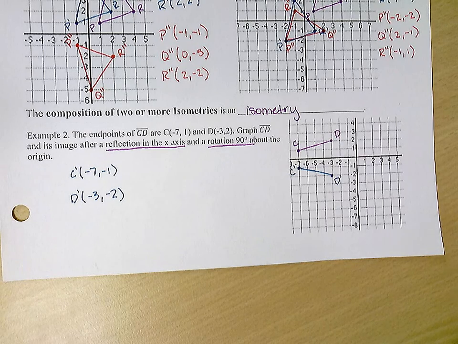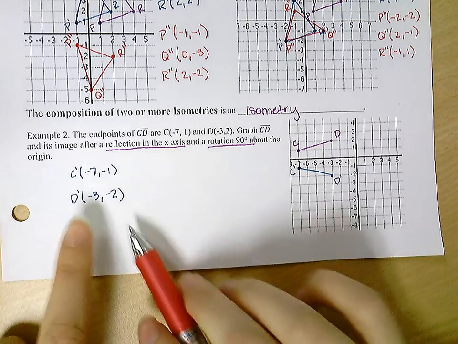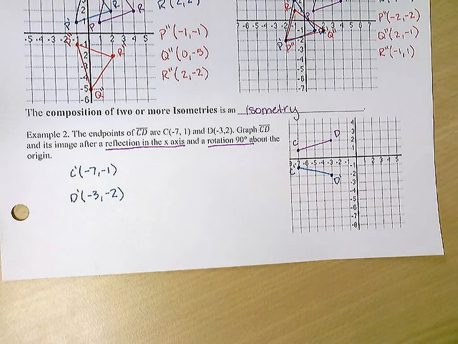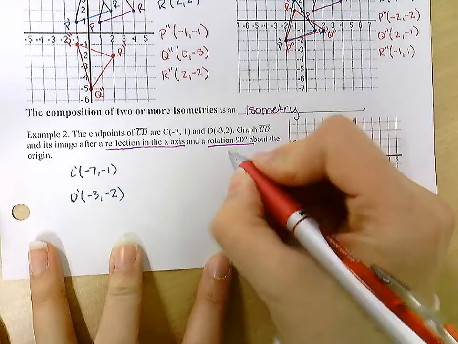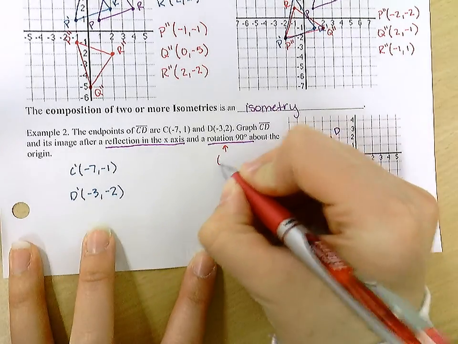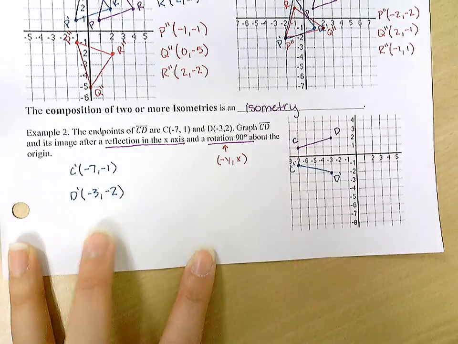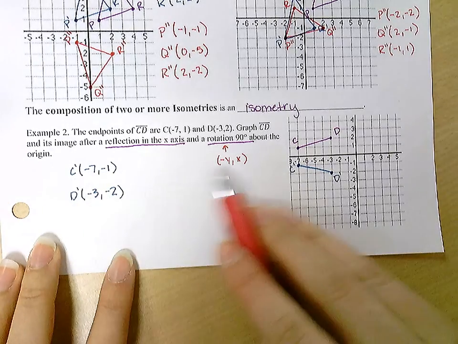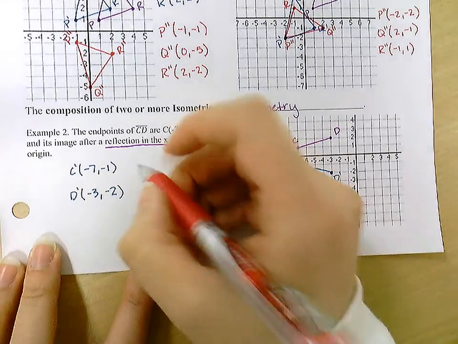Okay, the second transformation that I have to do to this image I just found is a rotation of 90 degrees about the origin, and it's counterclockwise when it says this. So for a rotation of 90 degrees about the origin, our rule is the opposite of y, x, to change our coordinate. This is why it was important to write down those prime coordinates, so it's easier to change. So from C prime, this is how we want to change our coordinate point.